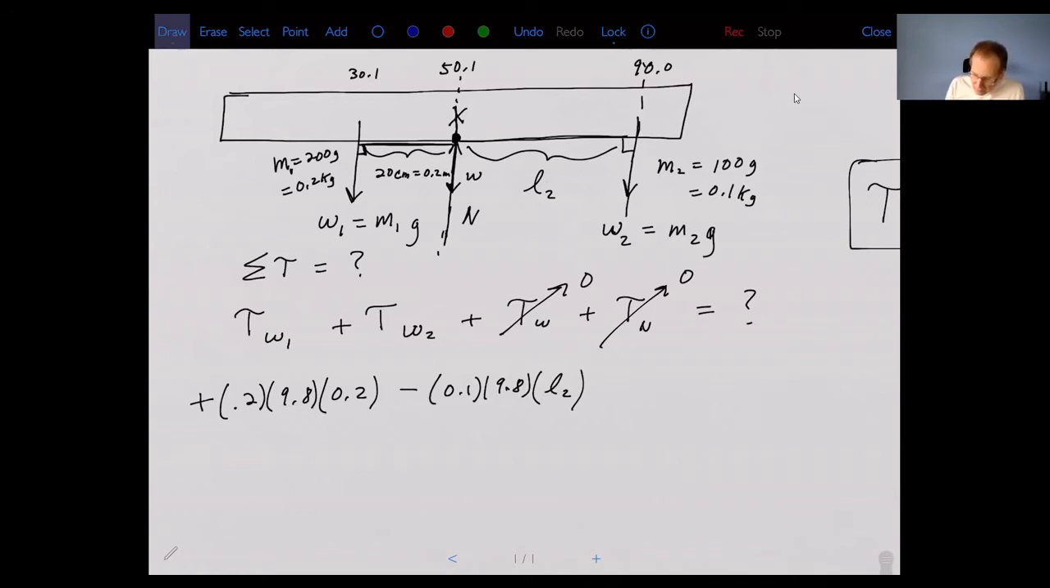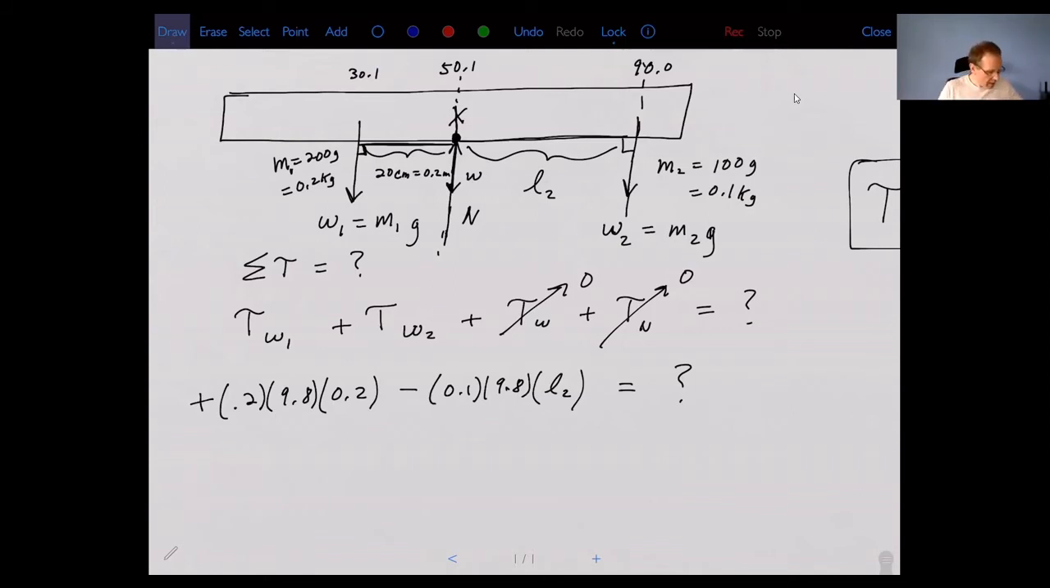Okay, so you're going to plug in your L2, do your calculation, and see what you get. And in theory, what should you get if everything were perfect? Now, there could be some error here, so this may not be exactly what theoretically it should be, but in theory, what should it be? Pretty much zero. Because remember, the sum of the torques should equal zero if the object, in this case our meter stick, is in rotational equilibrium, which it is. It's static. We set it up so that it's balanced, so it's static.